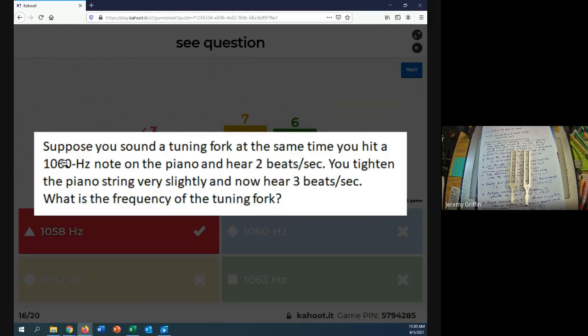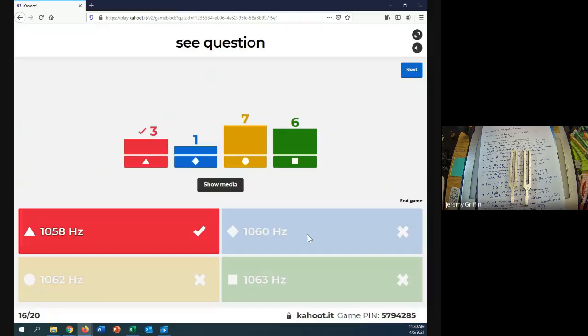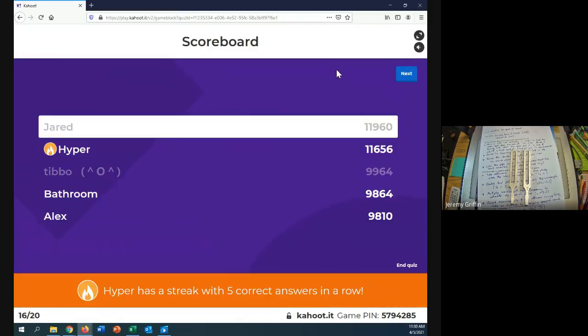Yeah, so we know that the piano string itself was 1060 hertz, and we heard 2 beats per second. That means the fork was either 1058 or 1062, but it starts out ambiguous. It's one of these two guys, right? We don't know. But the fact that we're tightening the piano string and the beat frequency goes up means the fork had to have been the lower number, the 1058. Okay. So, a little tricky one there.